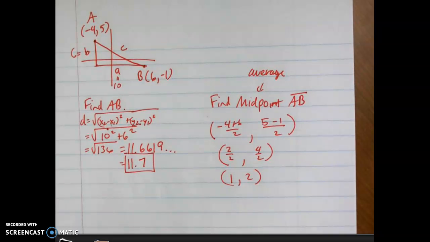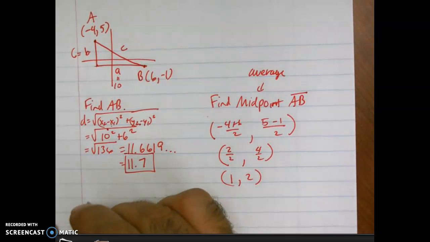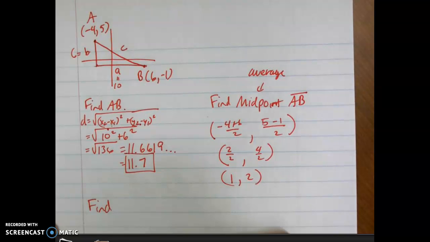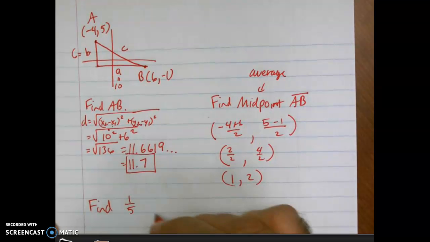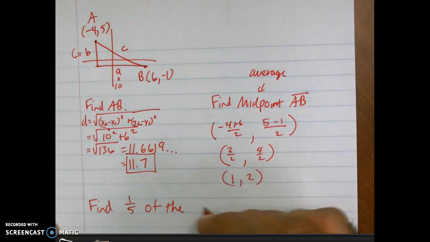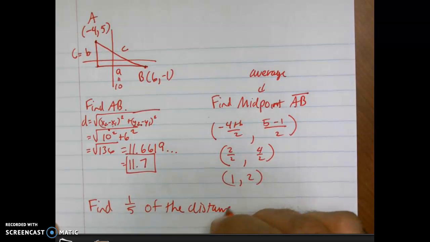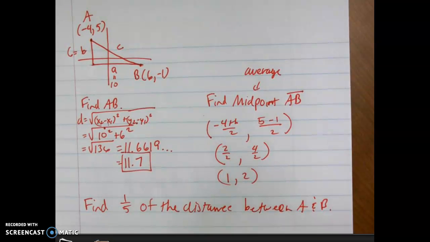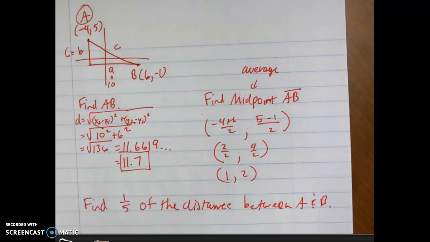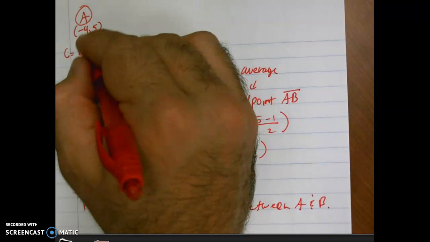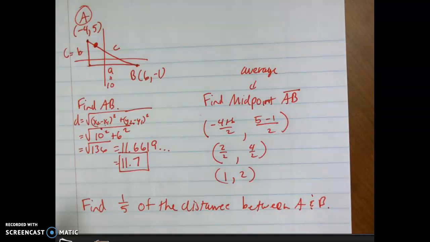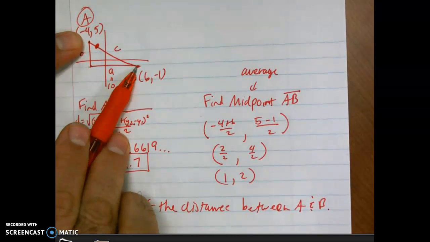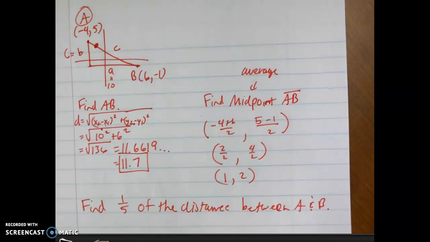Now the very last thing that we need to do is, what if we wanted to find a point that's 1/5 of the distance between A and B. In other words, starting at A, we want to go 1/5. Okay? So we want to find this point here. In other words, this distance is 1/5 of the total distance. So how do we do that?